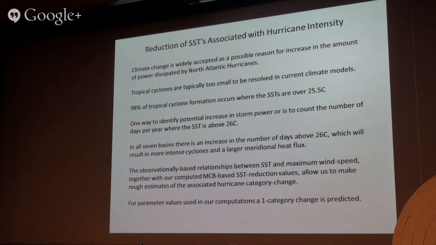The next application is a little larger. It's regional as opposed to local. It's a study looking at 7 hurricane basins around the world and proposing to see if we can change the sea surface temperature in the regions where the hurricanes form. Hurricanes are very complex. It is not clear that sea surface temperature causes hurricanes, but there seems to be a high correlation between elevated sea surface temperatures and formation of hurricanes, and also the amount of power that they dissipate.